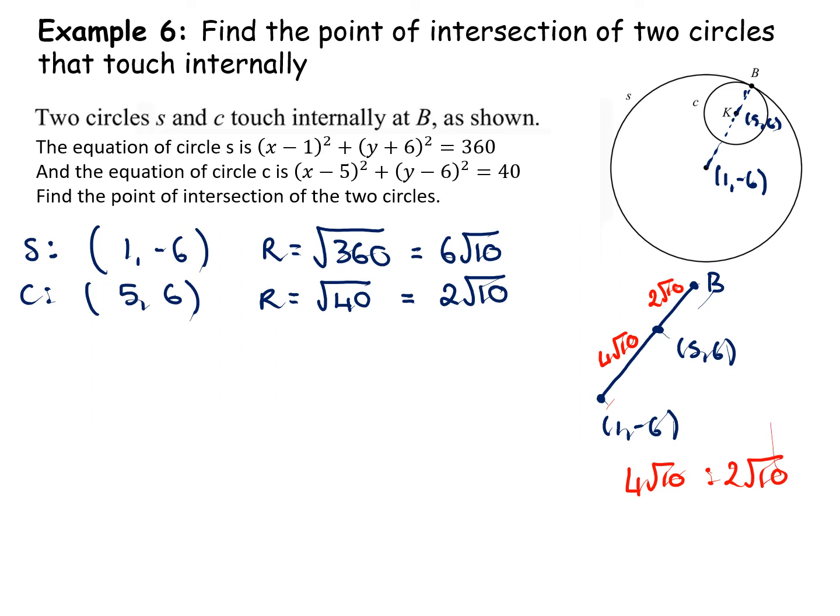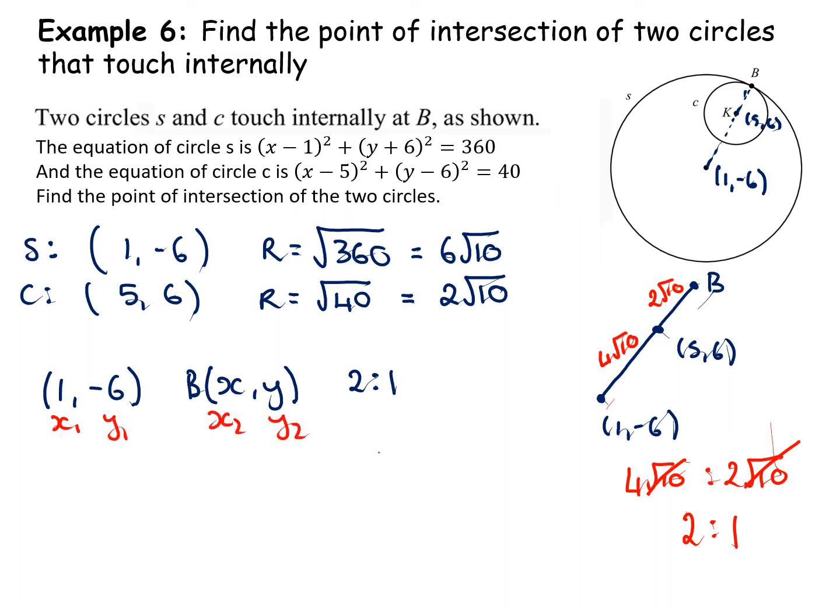Now, ratios work like fractions, we can cancel it down, so this actually gives us the ratio 2 is to 1. So that line there is actually in the ratio 2 is to 1. So just like our previous example, we're going to use the point dividing a line in a given ratio formula, and we're going to use the point (1, -6). And the end point is B, which we don't know, so we're just going to call that (x, y) for the moment. And it's going to be in the ratio 2 is to 1. So this is my x1, y1, x2, y2, and this is a is to b.